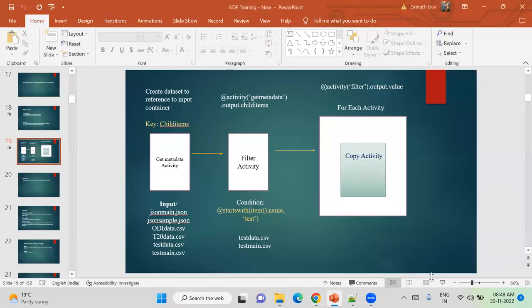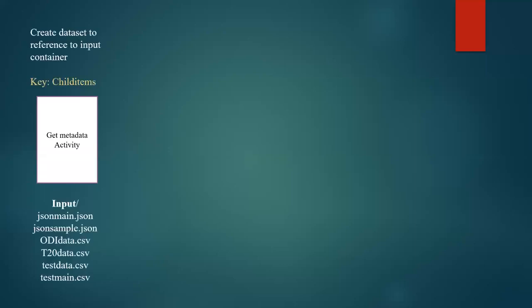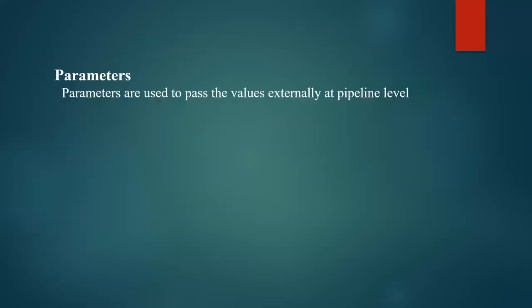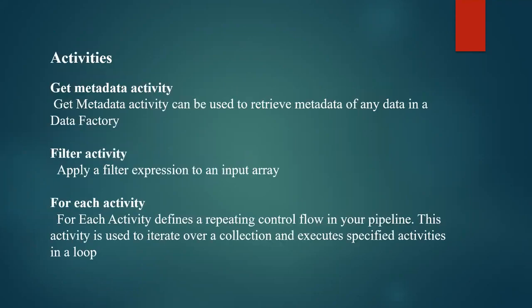This is what we have. Dataset parameters we have used, which are used to pass values externally at the pipeline level. If you want descriptive information about the activities we have used, this is what we have. Get Metadata activity is to retrieve the metadata information. Filter activity is basically to filter an array, and ForEach activity is for iteration purposes.